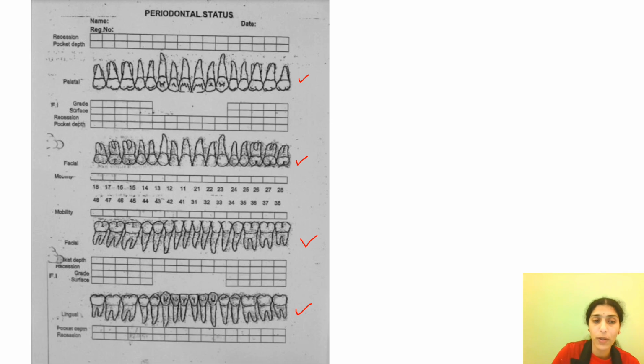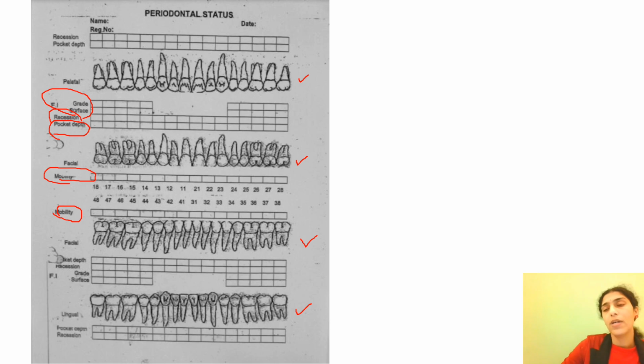Mobility of the teeth, if any tooth is mobile, also has to be mentioned. The mobility grade 1, grade 2 or grade 3 has to be indicated in these boxes. So you write the mobility here, and where you're talking about the maxilla, this is the mobility parameter you record here. You record the pocket depth here, the recession here, and the furcation and grading here, right?